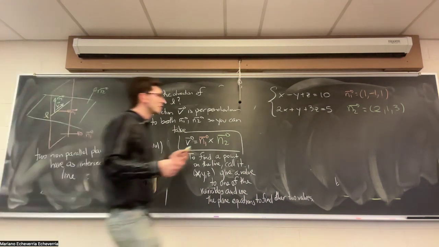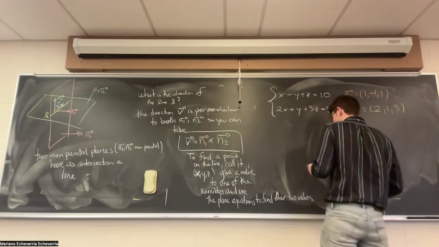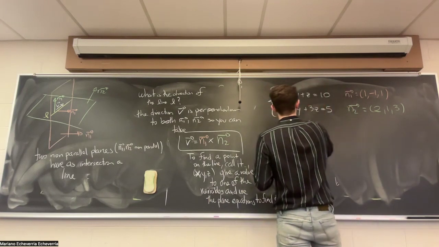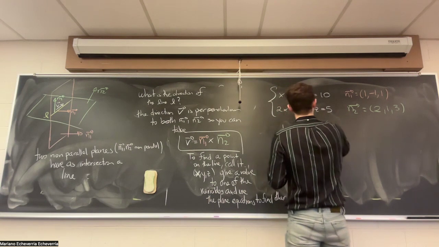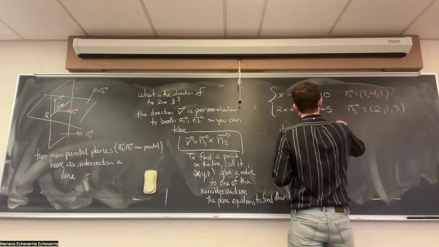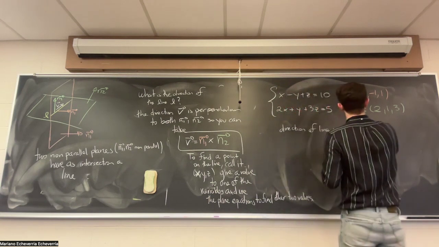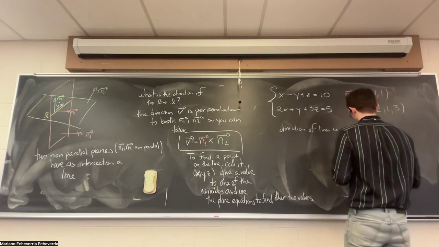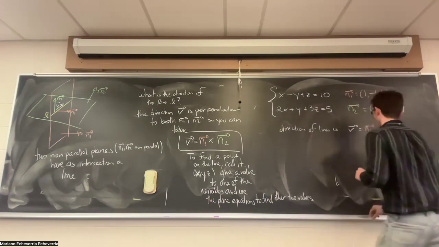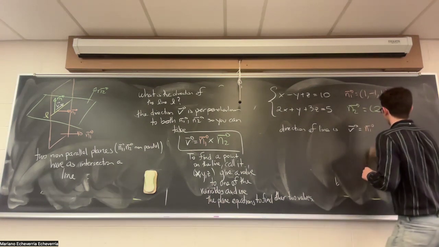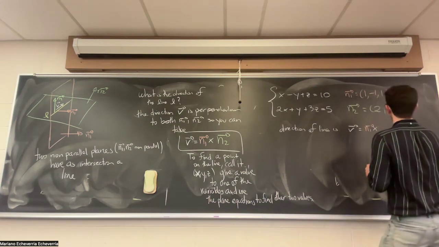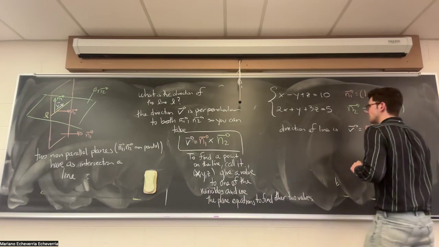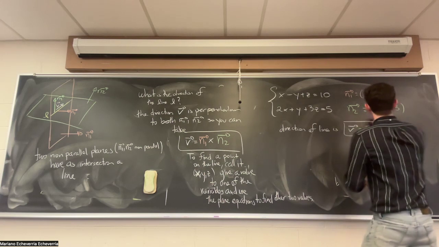Okay, so what I'm saying is that the direction of the line is just the cross product between these two vectors. I'm not going to compute the cross product, just to save ourselves some time. So you would do the cross product between those two vectors, that's fine. What I'm trying to explain now is how to find the point on the line.